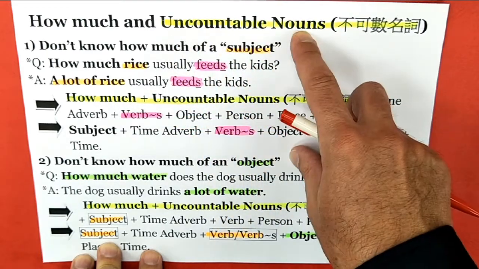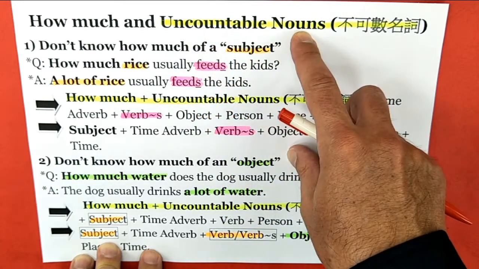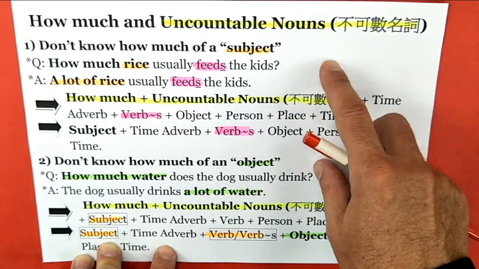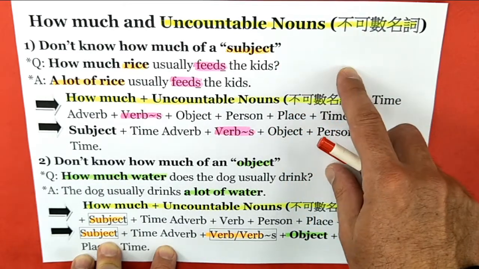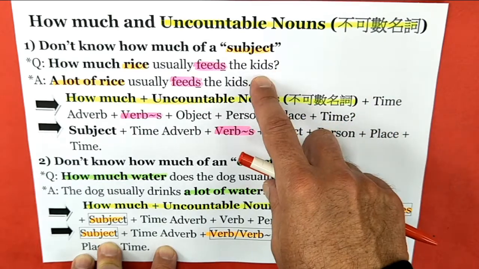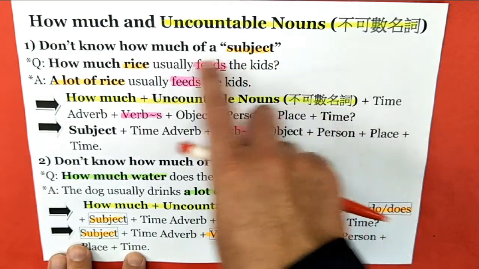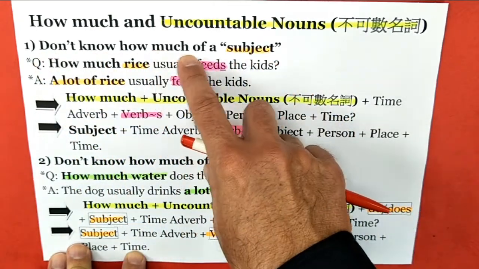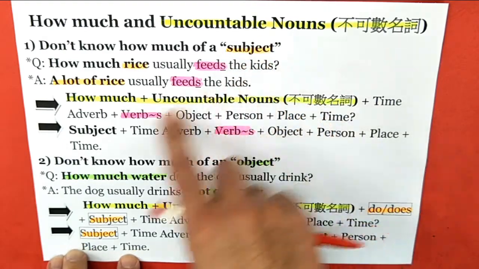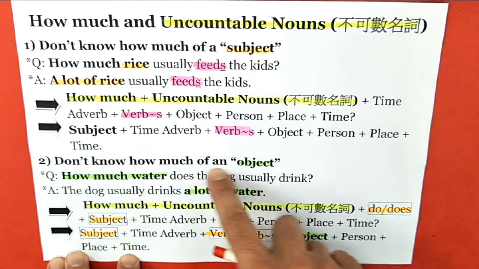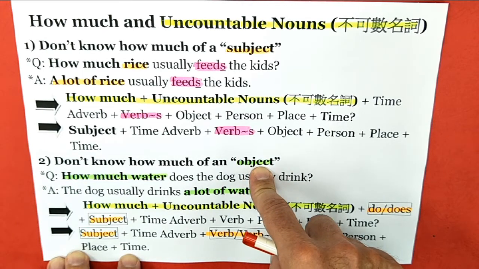We can't count it. An uncountable noun means the noun is not plural. There is no S at the end. Also no number in the beginning. So 2 sentences again. The first sentence, we don't know how much of a subject. The subject, how much? We don't know. The second sentence, we don't know how much of an object. How much of the object? We don't know.